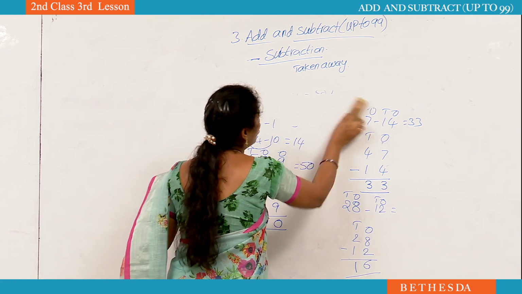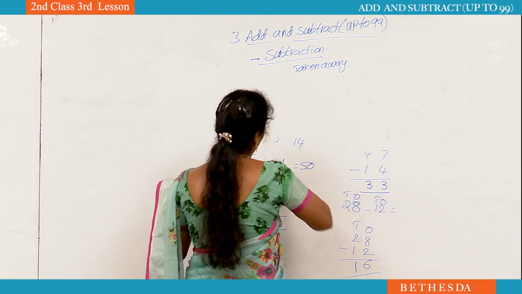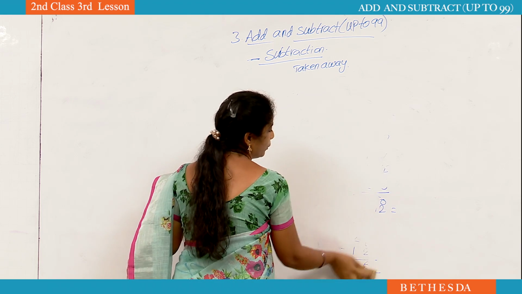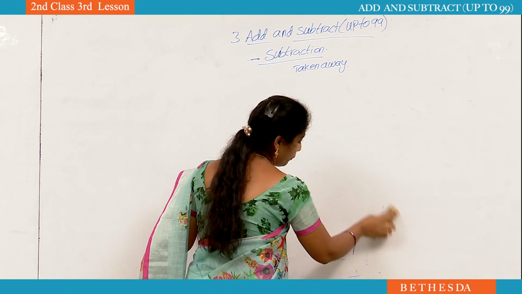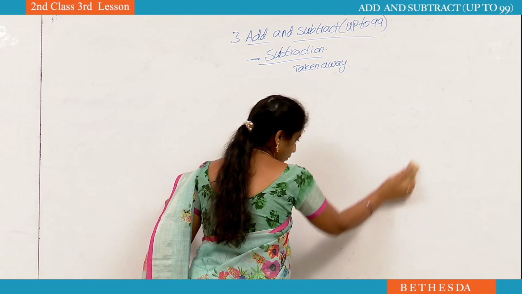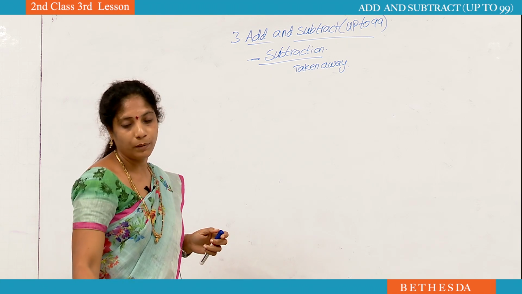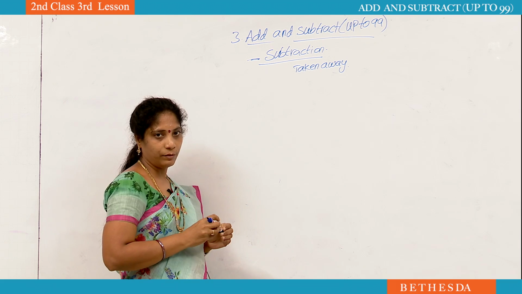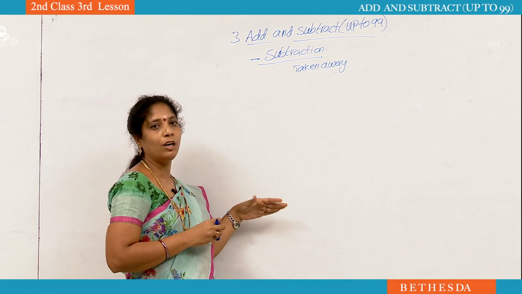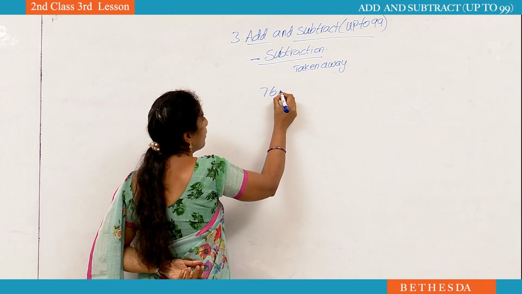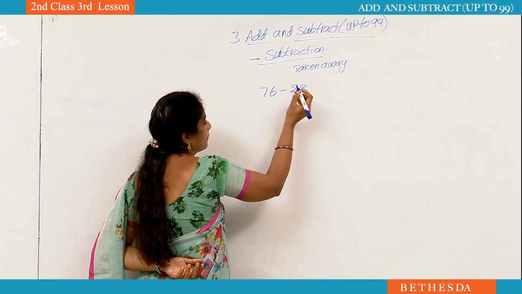Now how to do borrowing? What is meant by borrowing? If there is not a sufficient number, we have to take a borrow. For example, if you don't have a pencil with you, what will you do? You will ask your friend to borrow. You will say, "Hey, give your pencil, I will give it back." That is called borrowing. Here also, see here, 76 minus 28.